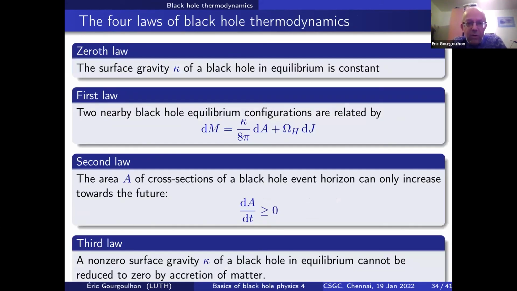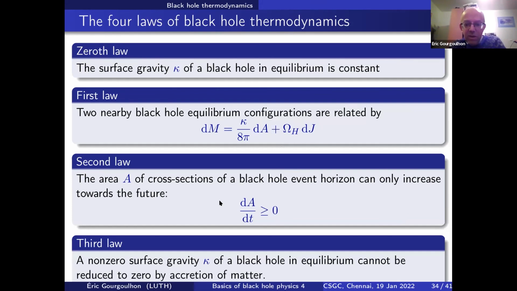We have our four laws of thermodynamics. Now, let me recap. The zeroth law says that the surface gravity of a black hole in equilibrium is constant. The first law is that two nearby black hole equilibrium configurations obey a relation for the variation of the parameters, that dM is proportional to dA and dJ.